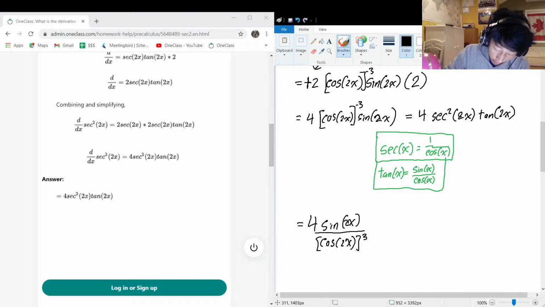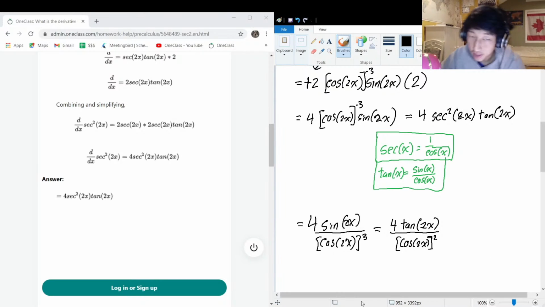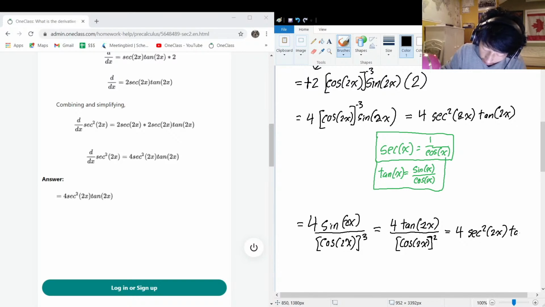Cubed. Okay. Now this becomes 4 tan 2x over cos 2x squared. You see how one of those coses we sent out and then divided it by, or is the divisor of sine, so that becomes a tan on the upstairs. And then hey, well, we send those coses upstairs and we get 4 secant squared of 2x tan 2x.